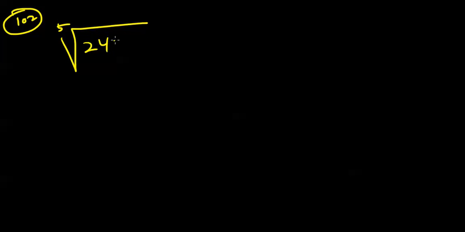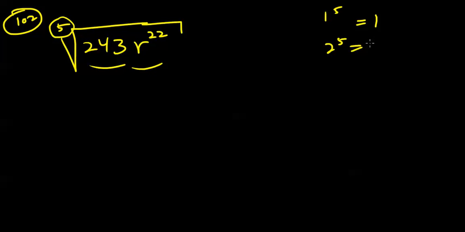This is number 102 in the text. The fifth root of 243 times r to the 22nd power. Things are getting a little nastier here. If I'm looking for perfect fifth powers that can come out from under this root sign, let me think. 1 to the 5th power is 1. 2 to the 5th power is 32. 3 to the 5th power is 243. So it looks like 243 is going to be able to come out, right? 3 times 3 is 9. 3 times 9 is 27. 3 times 27 is 81. And 3 times 81 is 243.